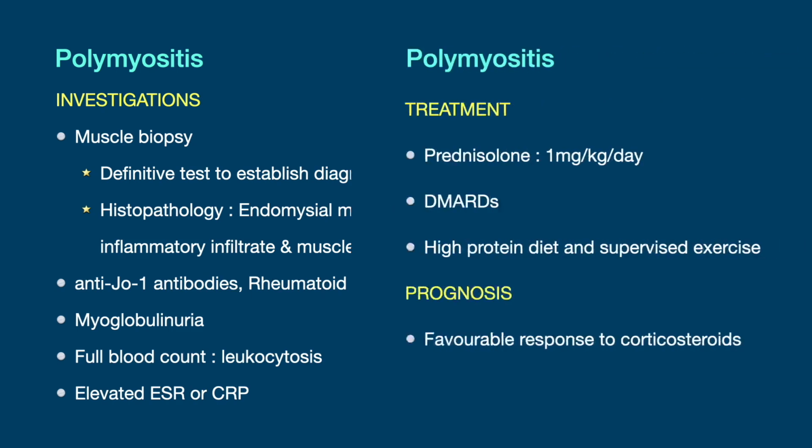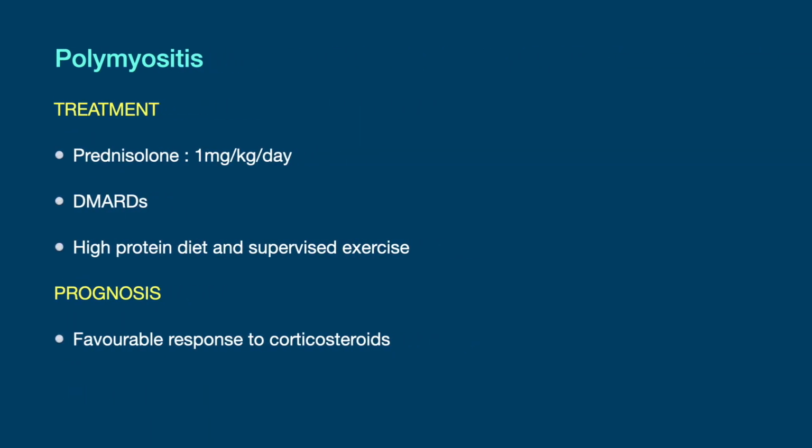In terms of treatment, prednisolone is the mainstay of therapy at an initial dose of 1 mg per kilogram per day. In patients who fail to show improvement, disease-modifying steroid-sparing agents may be added. A high-protein diet and supervised exercise may further improve the symptoms. Prognosis-wise, most patients have favorable response to corticosteroid therapy and a 5-year survival rate approaching 80%.